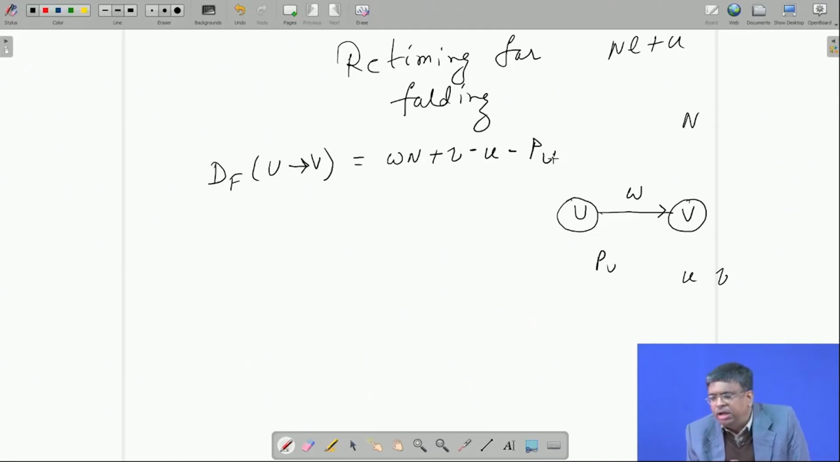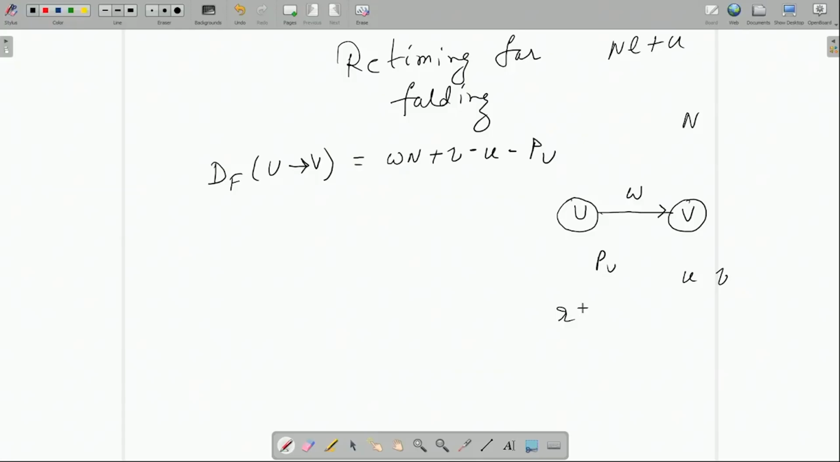One way to get out of the negativity is to first retime the DFG by assigning retiming values to various nodes and then do this folding. So, suppose I do retiming of this. I use R of u as a retiming value for node u, R of v as a retiming value for node v. Then after retiming, the delay changes from W to W plus R of v minus R of u.